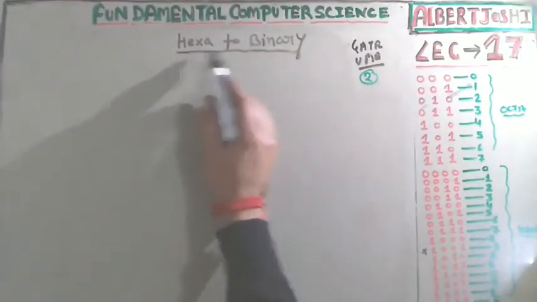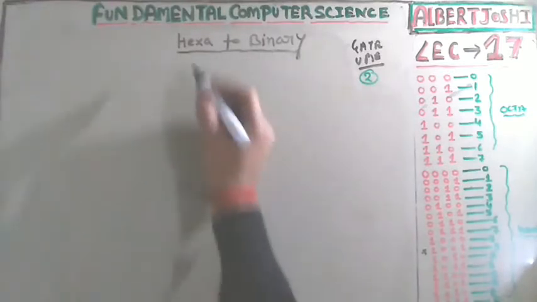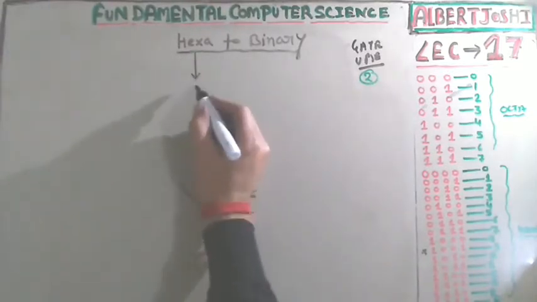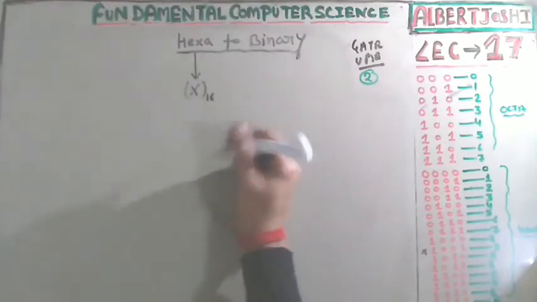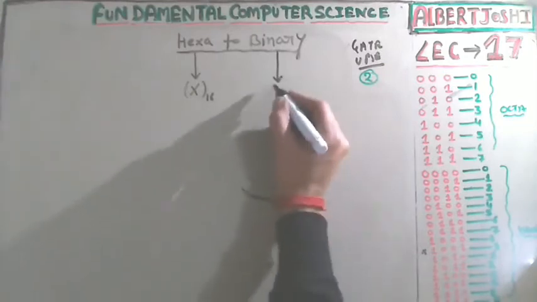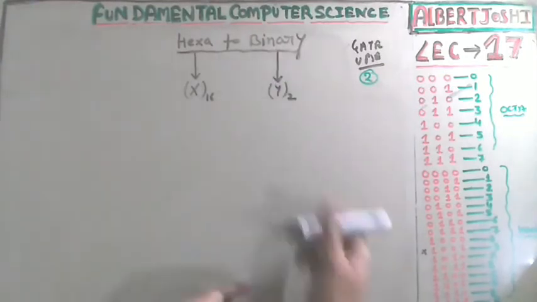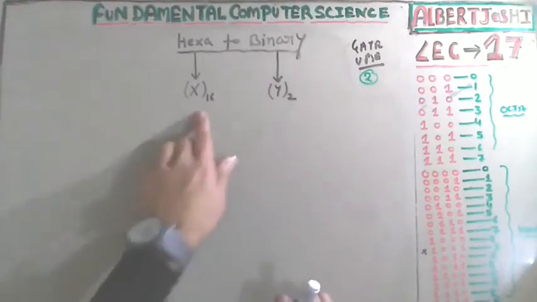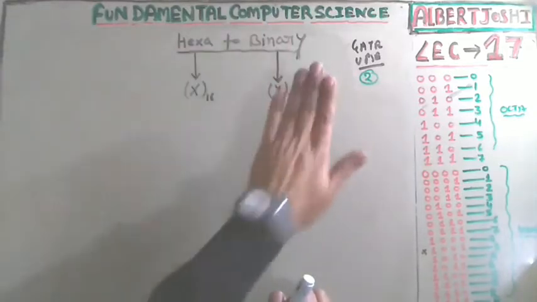Today we are talking about hexa to binary. How to convert hexa to binary. So what is hexa? Again I am telling you, whenever you have any number and its base is 16, then this number is hexa. What is binary? Whenever you have any number and its base is 2, then this number is binary. Okay, so now what is the base? Go to lecture number 2, it will clear your concept. So here we are converting a hexa number to a binary number.